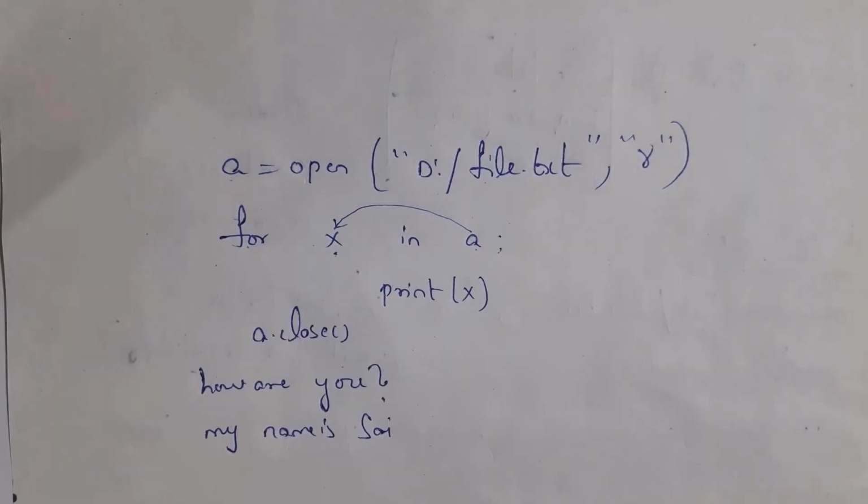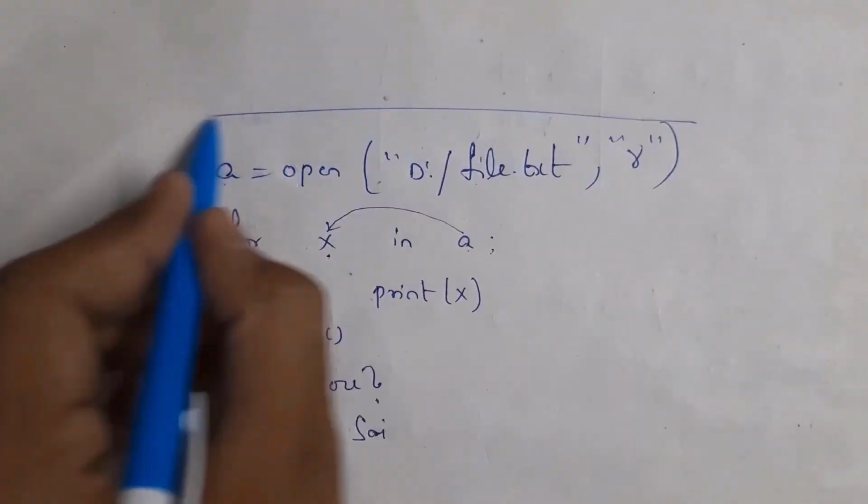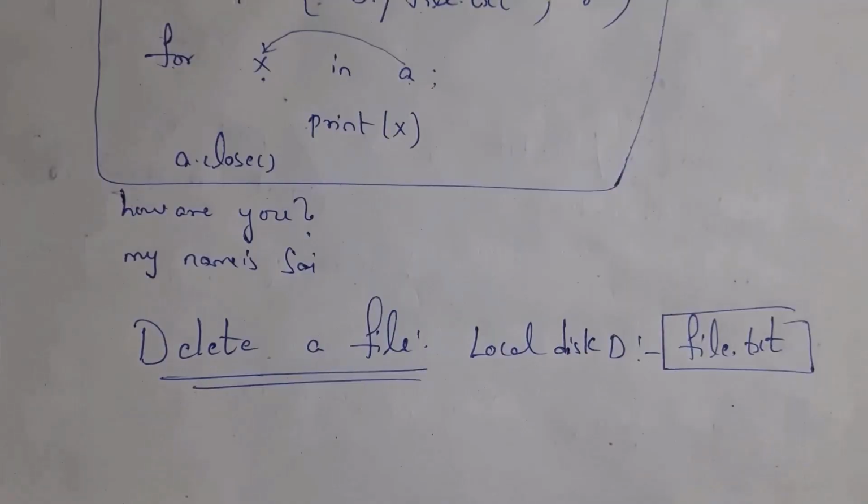My name is Sai. Whenever you open any file, definitely we need to close that file. So definitely write here a.close. This is the program in order to print output. Next I will explain how to delete a file.